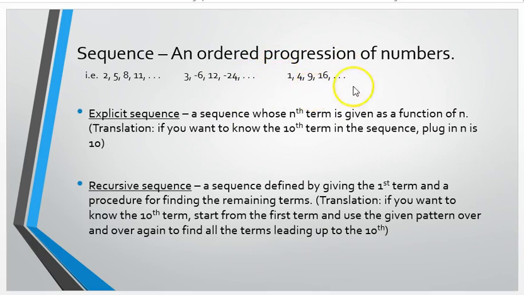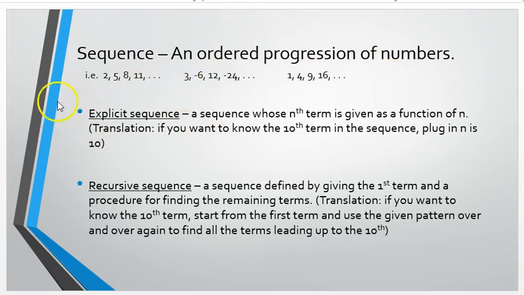And then here's probably the trickiest one. This one is actually numbers being squared. So I see 1 squared, 2 squared, 3 squared, 4 squared. So I could fill in the next number, and the next number, and the next number. So in each case, a sequence is just some sort of ordered progression. There's some kind of a pattern so that we could find more terms if we needed them.